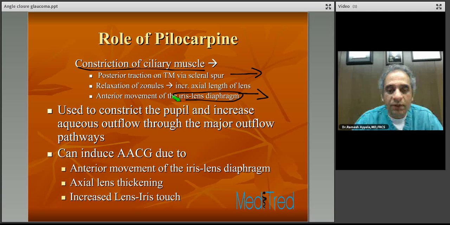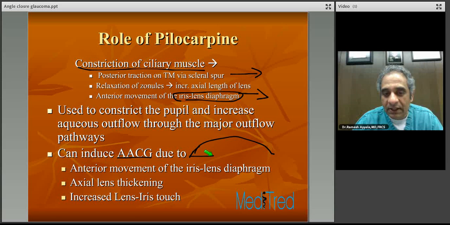So it's used to constrict the pupil and increase aqueous outflow through the major outflow pathways. It can induce acute angle closure glaucoma due to anterior movement of the iris lens diaphragm, axial lens thickening and increased lens iris touch. So in the previous section, I mentioned how it is used as a treatment in patients with angle closure glaucoma. Here, you have to understand there are exceptions to the rule for almost everything in life, and so is the case here with pilocarpine. You have to understand the other actions of pilocarpine for you to understand this.